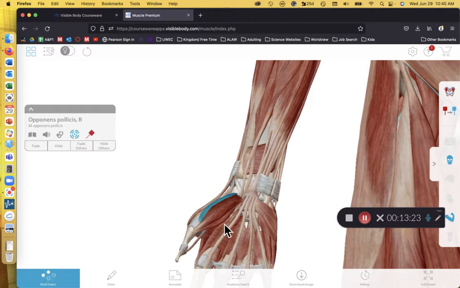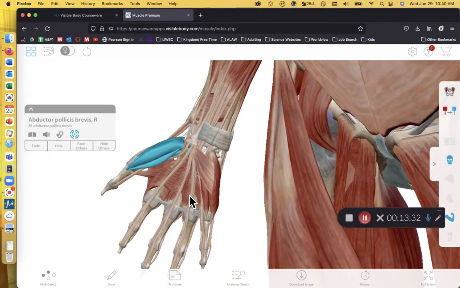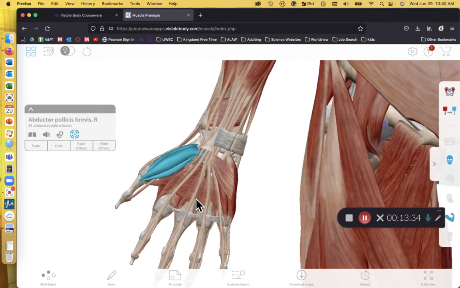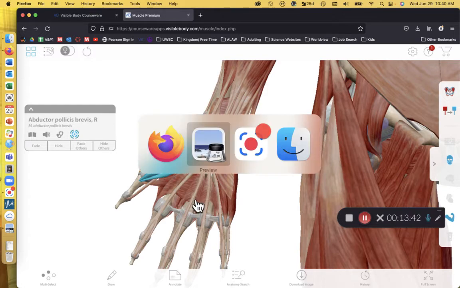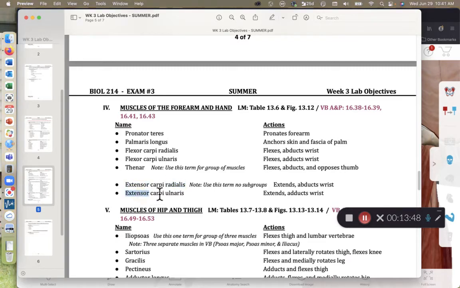I'll go ahead and do a multi-select so you can see what they all look like when they're grouped together. So this is our thenar eminence right here. The large meaty portion, I should say the proximal meaty portion of the anterior of your thumb. Then we have the extensors. We have the Extensor Carpi Radialis and Extensor Carpi Ulnaris.